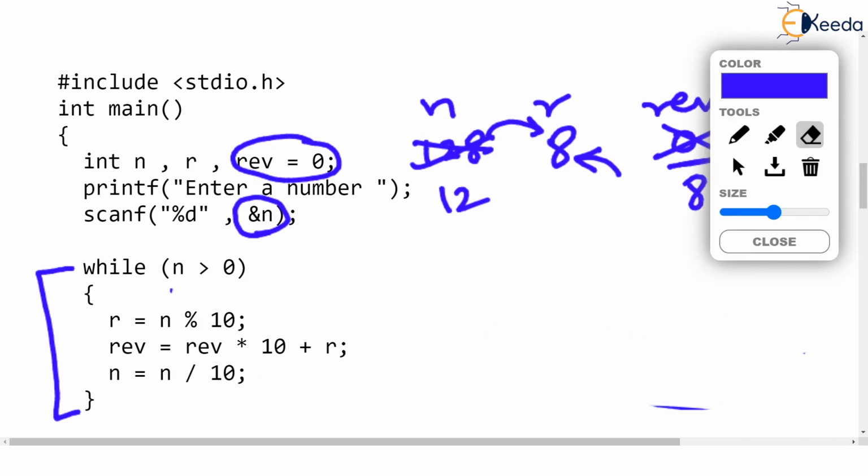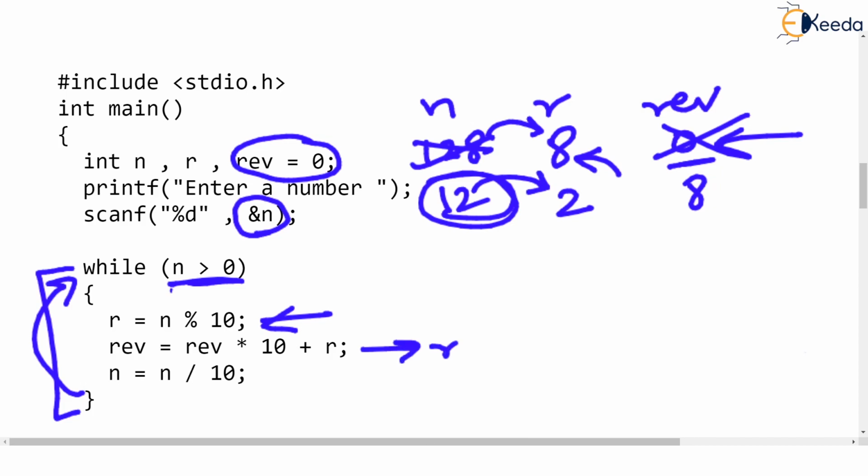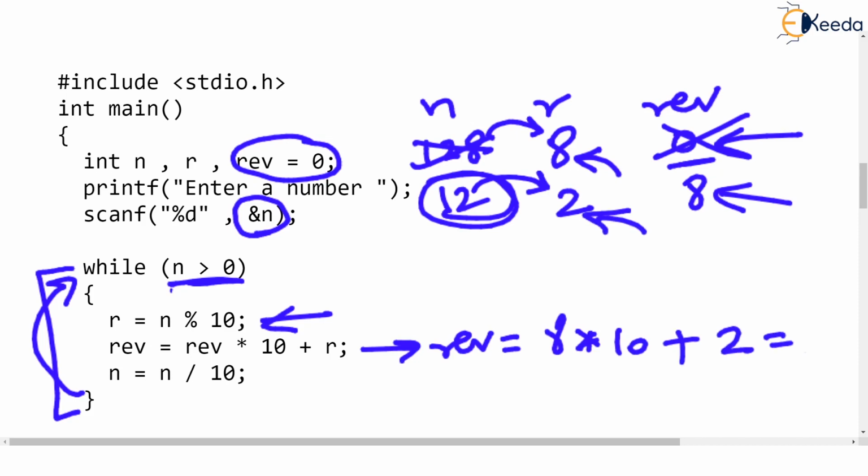Okay. Now, during the next repetition, n is still greater than 0 because notice n is 12. So r becomes 12%10. 12%10 is 2, last digit. r is 2 now. And now you solve this line with me. rev is equal to rev into 10. But rev is already 8. So this is 8 into 10 plus r. Notice r is this time 2. So rev becomes 82. The new value of rev is 82.